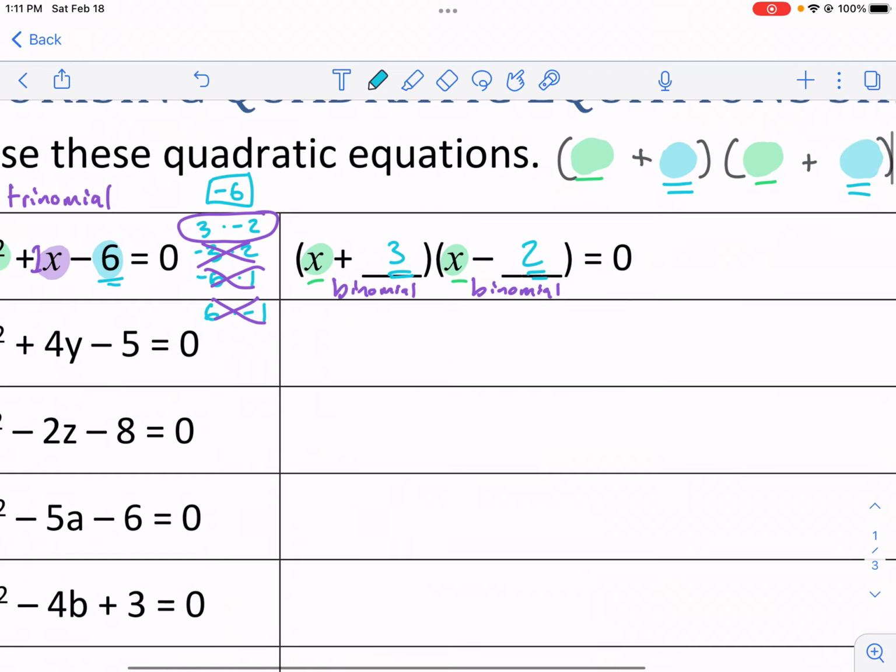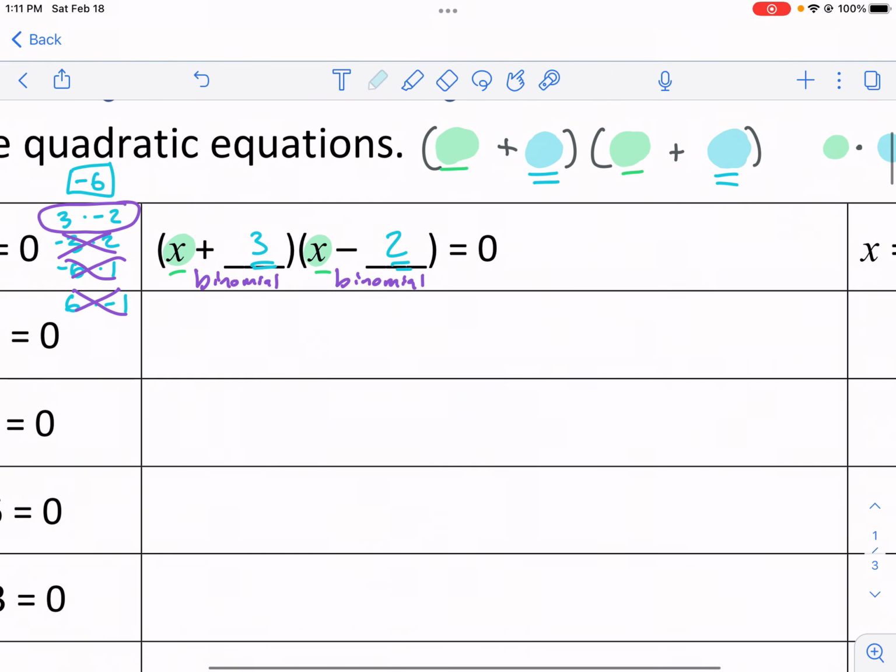Now, why does that work? Let's go over why that works real fast. If I were to multiply this out, x plus 3 and then x minus 2, I would do first, that's x squared.